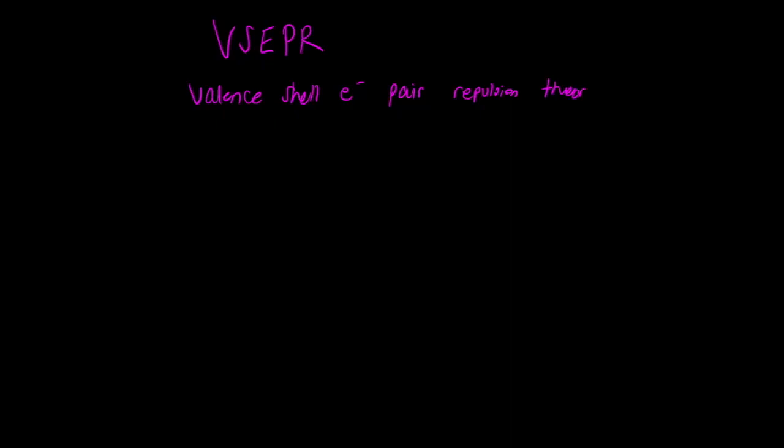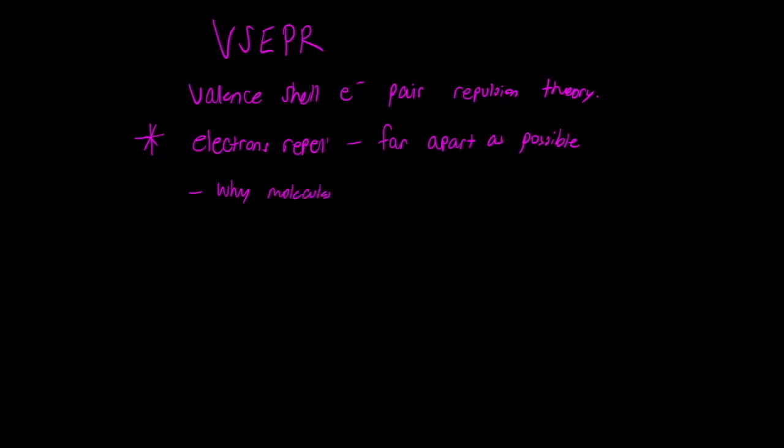theory, and it's just one theory, and it basically states that electrons repel. Okay. They like to be as far apart as possible. And that's why molecules have different shapes or geometries. And we're talking about a 3D shape or a three-dimensional geometry. Okay?